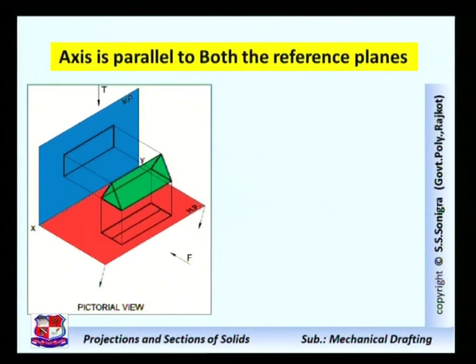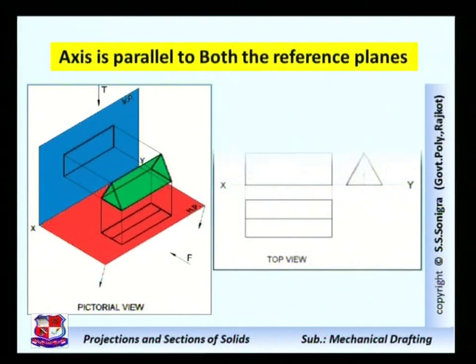This is the case in which the axis of this triangular prism is parallel to the horizontal plane and parallel to the vertical plane. So how to draw projection of such kind of problems? In this problem, we have to start the solution from its side view, because once the axis is parallel to both the reference planes, its side view represents the true shape of its polygon. So in this case, triangle is the polygon. So the solution would be like this.